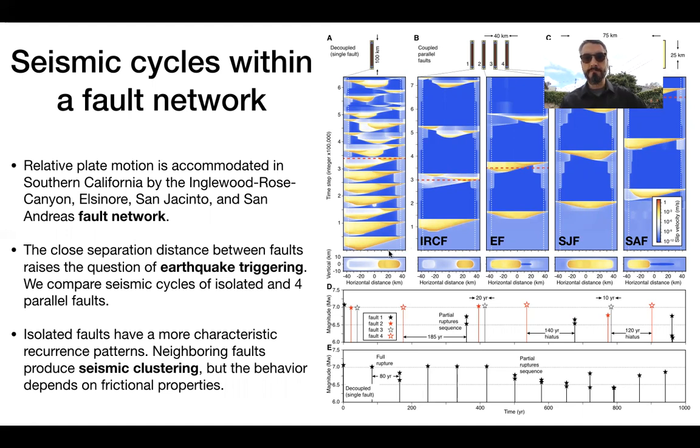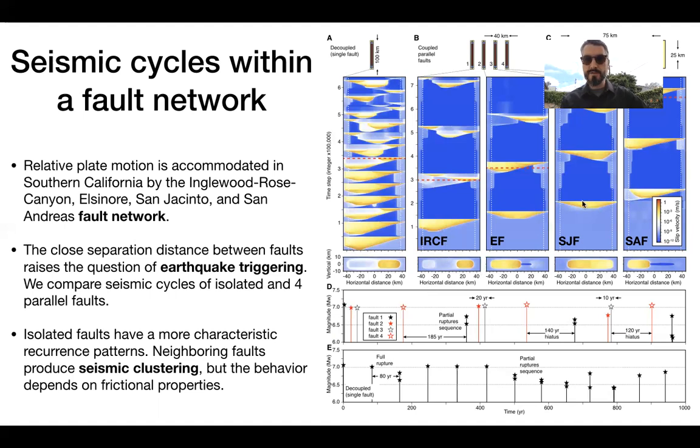We also consider a loading rate of 30 millimeters per year when the fault is isolated, and of 30 millimeters per year divided by 4 when they are interacting. This is to preserve the long-term relative plate motion along the plate boundary. So when any of these faults is operating in isolation, the seismic cycle is illustrated here. It shows a fairly periodic recurrence pattern of sometimes large ruptures of magnitude 7 and sometimes earthquake doublets of magnitude 6.5 or so that are overall separated by a recurrence time of about 80 years.